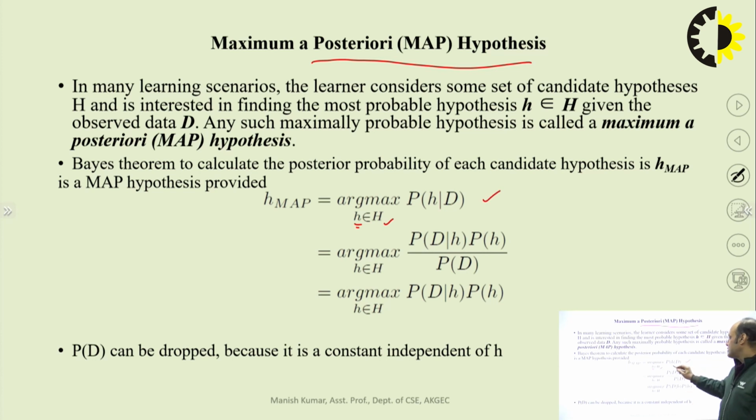We know that from Bayes theorem we can put the value of this P(h|D). We have put it here: P(D|h) times P(h), divided by P(D). We can neglect this P(D) term. We can drop it because it is a constant, independent of h.